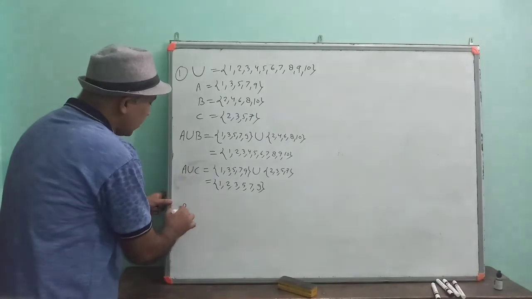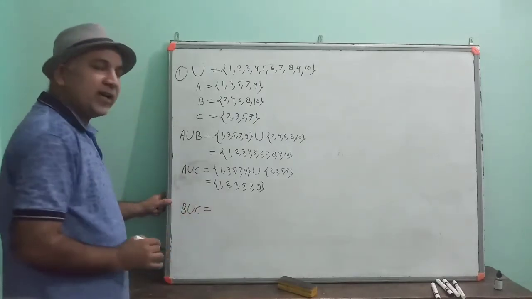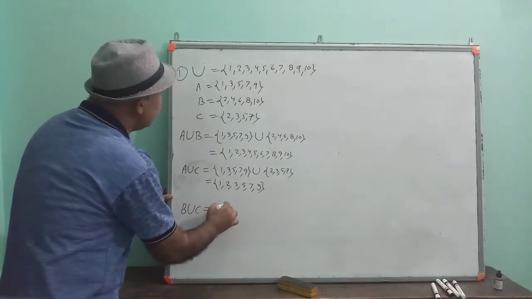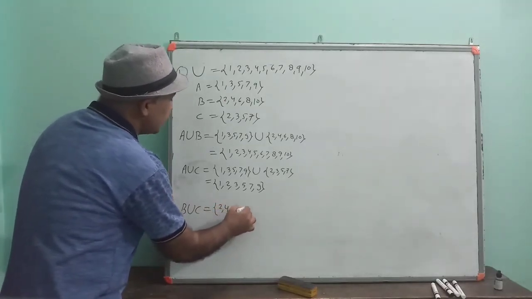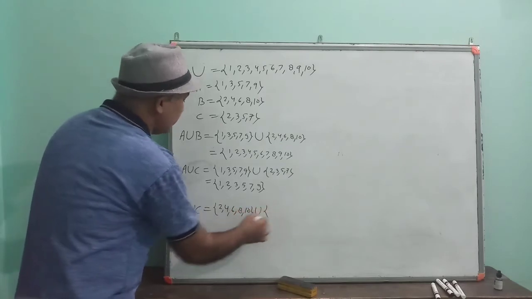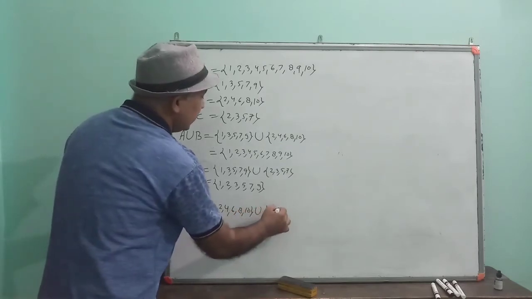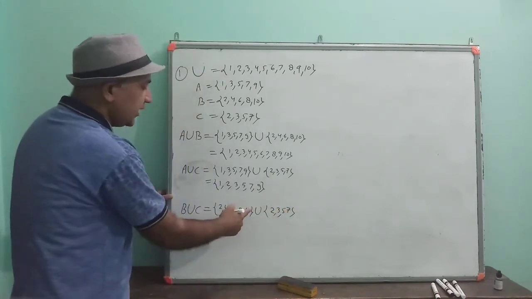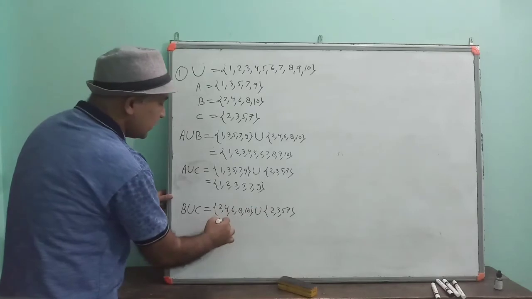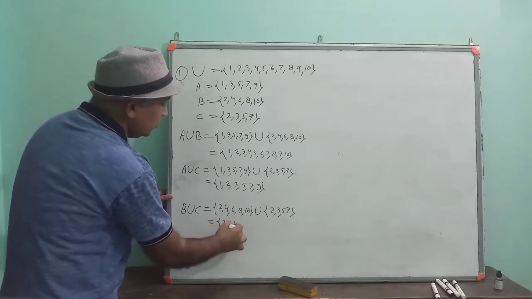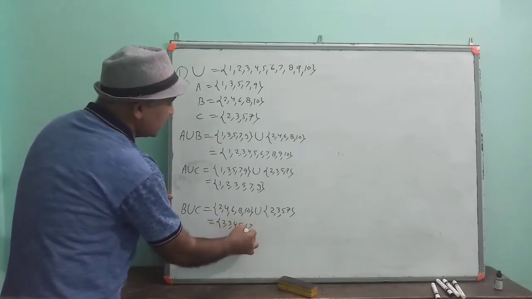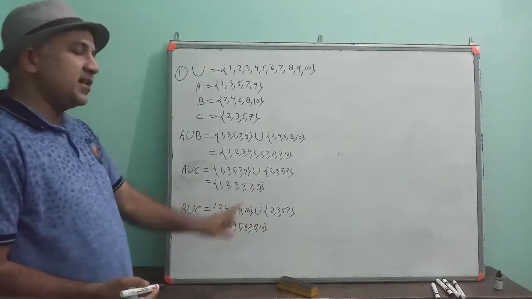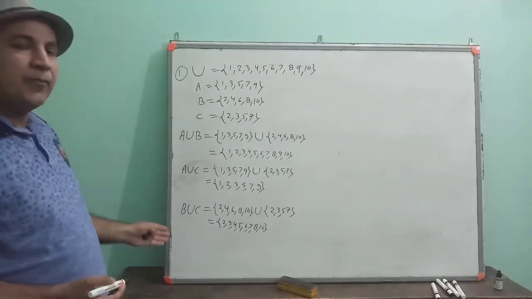Okay. See one more example. Suppose you want to find B union C, then how will you do? Write down the elements of B: 2, 4, 6, 8 and 10. Then the symbol of union, then elements of C: 2, 3, 5 and 7. Now union means collection of all. So write down all the elements: 2, 3, 4, 5, 6, 7, 8 and 10. These elements are present in B and C both. Understood the meaning of union?